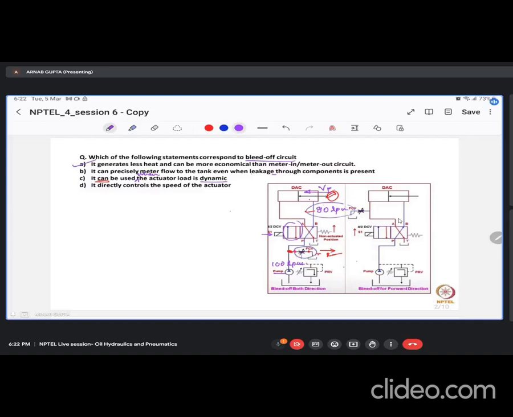Because the bleed off circuit is simply bleeding off the hydraulic oil at controlled amounts, at controlled discharge, and hence it is indirectly sending the remaining amount of liquid into the actuator through the direction control valve. So you can understand that it is not a direct operation, it is an indirect operation. So it indirectly controls the speed of the actuator. So only the first option is correct.